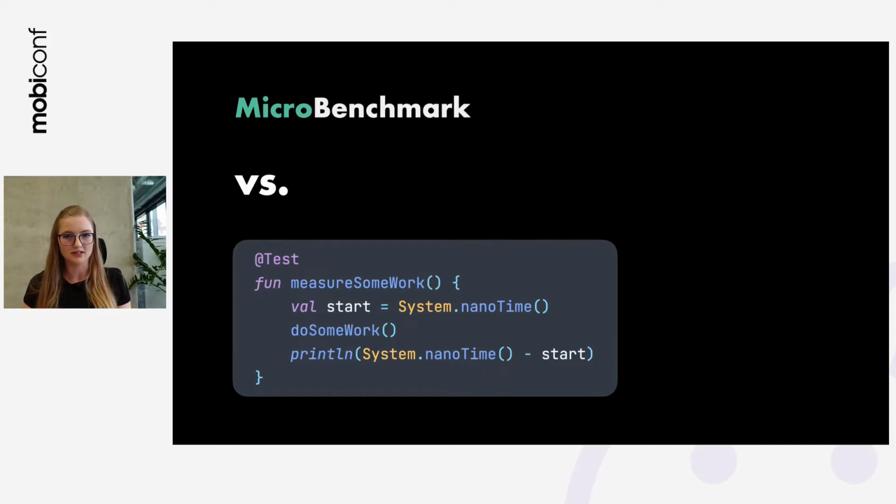So the Jetpack Benchmark library, and macrobenchmarks also, of course, have a lot of features that are meant to make the results of those tests much more repeatable, and therefore also more reliable. Because as you probably know, if we measure performance, there are a number of factors that may influence the final results.